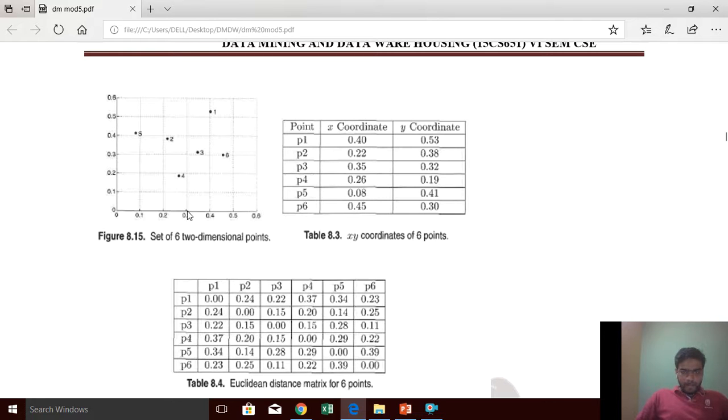P3 is 0.35 and 0.32 somewhere over here. P4 is 0.26 and 0.19. P5 is 0.08 and 0.41 somewhere over here, and P6 is 0.45, exactly middle of this. This is 0.4, this is 0.5, this is 0.45 and this is 0.3.